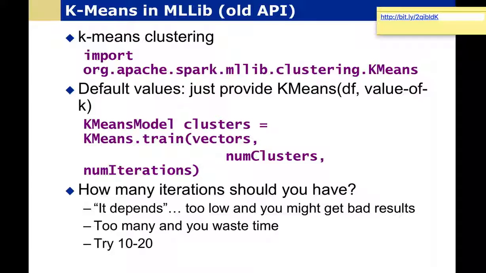Now, in the old API, we use the class KMeans, and that would generate a KMeansModel. We would call the train method on that, where we would pass in our RDD of vectors, our number of clusters, and our number of iterations. So since we have to specify the number of iterations, the question would be how many should we have? And it depends. If it's too low, we might get stuck on some kind of local minima or maxima, getting bad results. Too many, and we end up wasting time. So we could try 10 to 20, for instance.